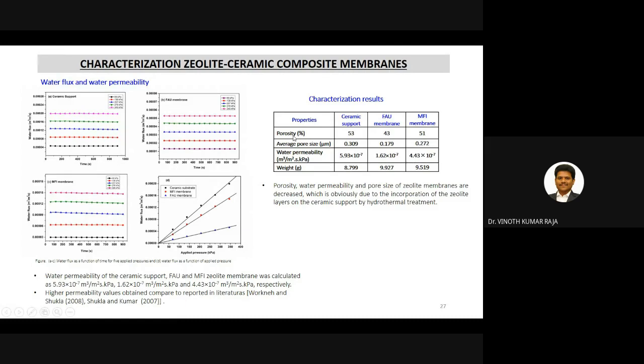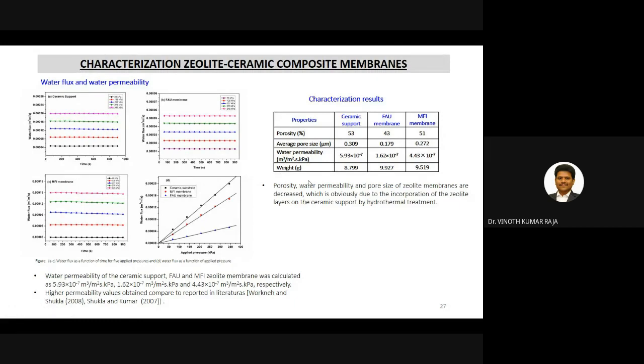If I look at these values, porosity, average pore size, and water permeability, they are decreasing for both composite membranes from their substrate. So the porosity, water permeability, and pore size of the zeolite membranes are decreased. This is due to the incorporation of the zeolite layer on the ceramic substrate or support by the hydrothermal treatment, that is, the incorporation of zeolite material on the membrane surface.